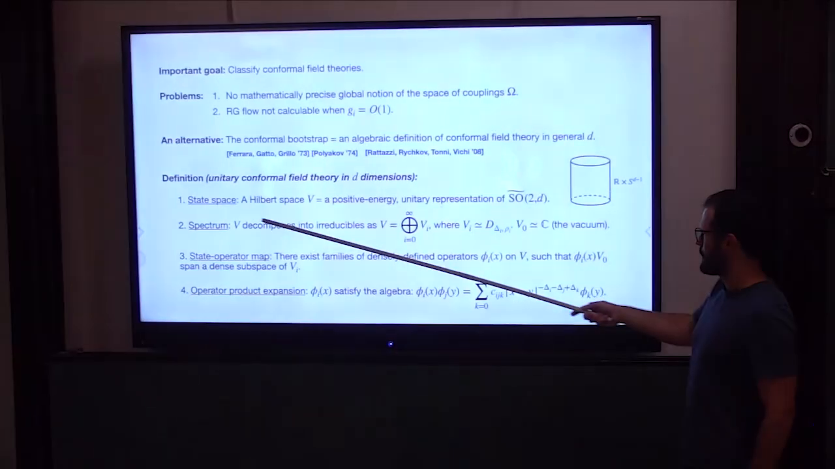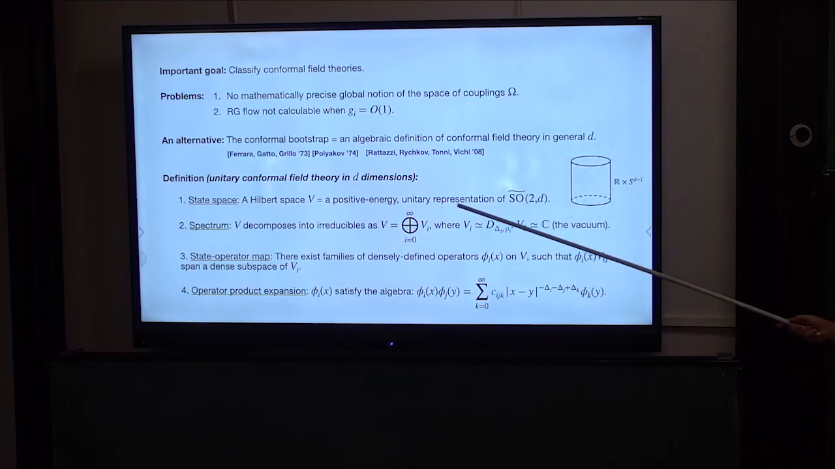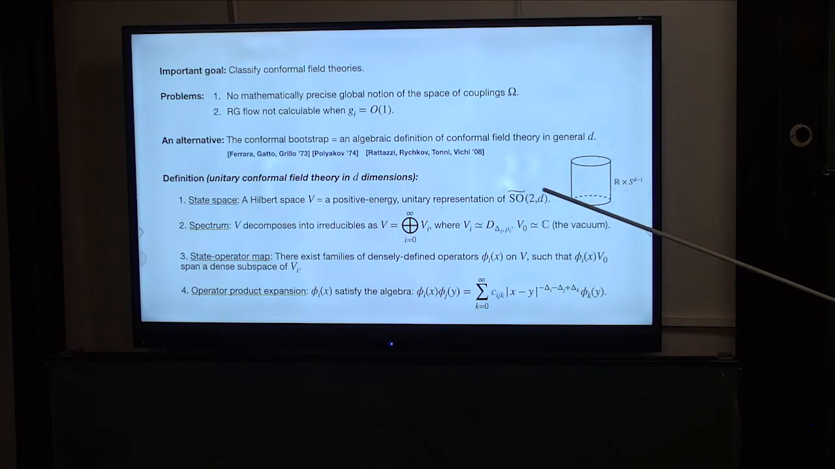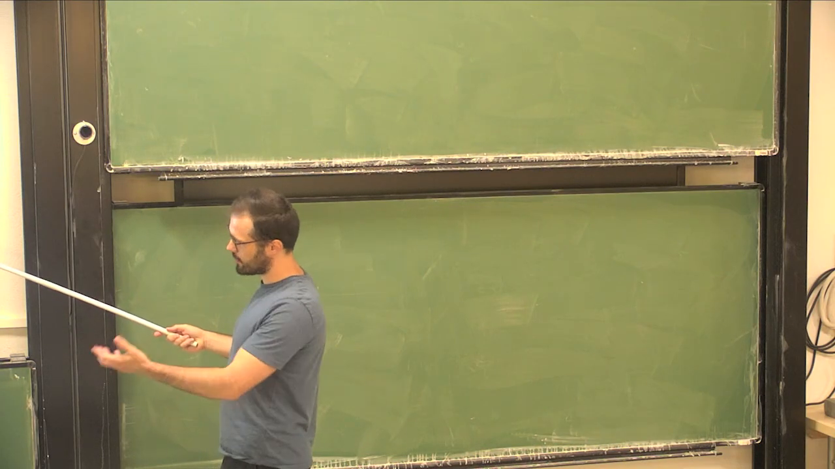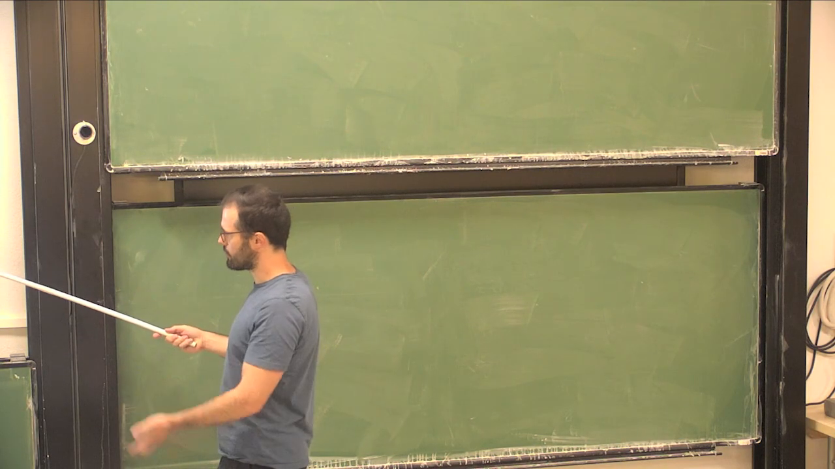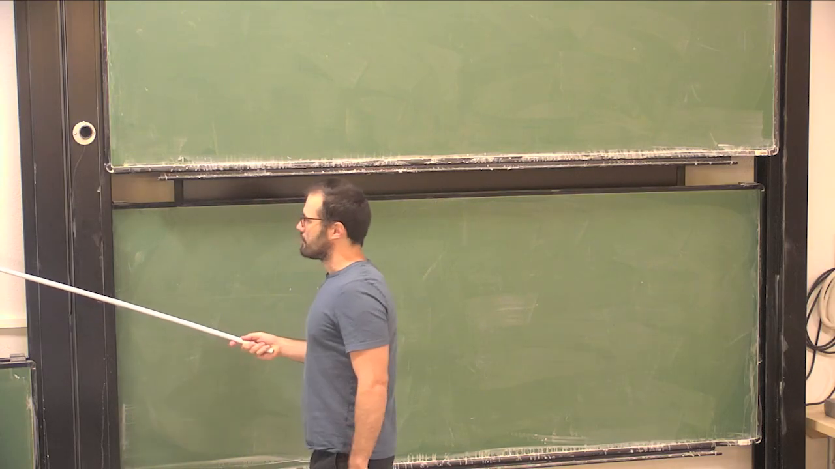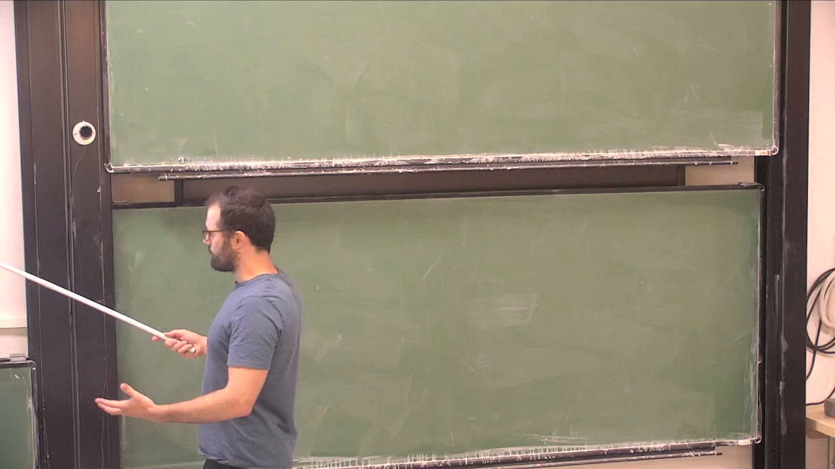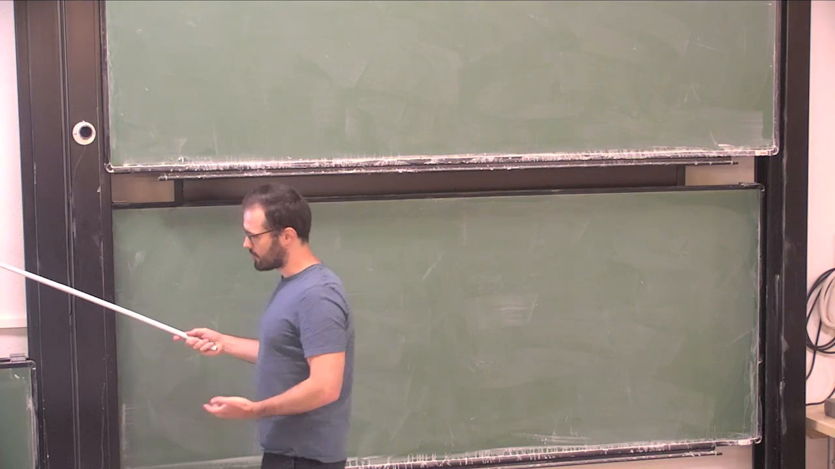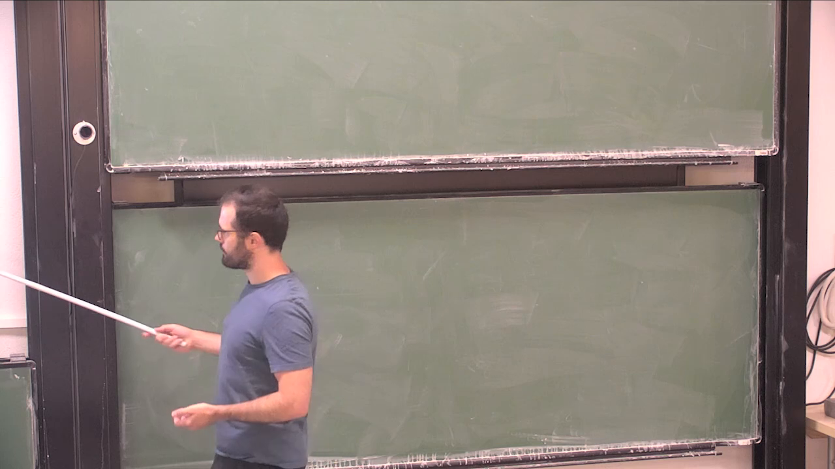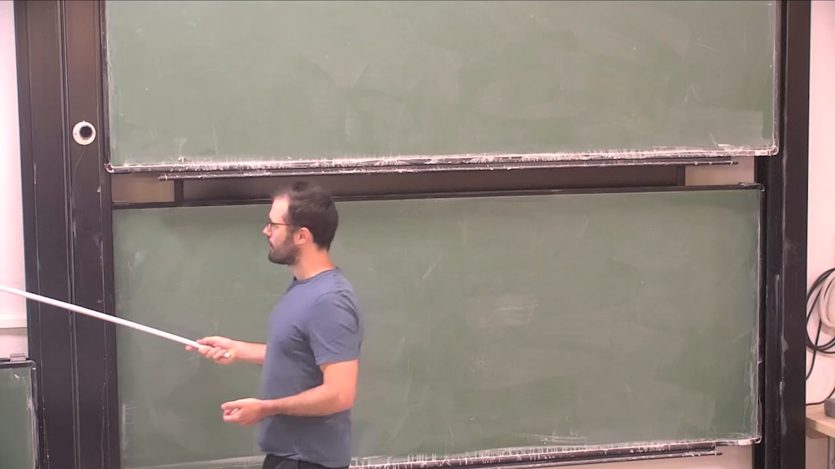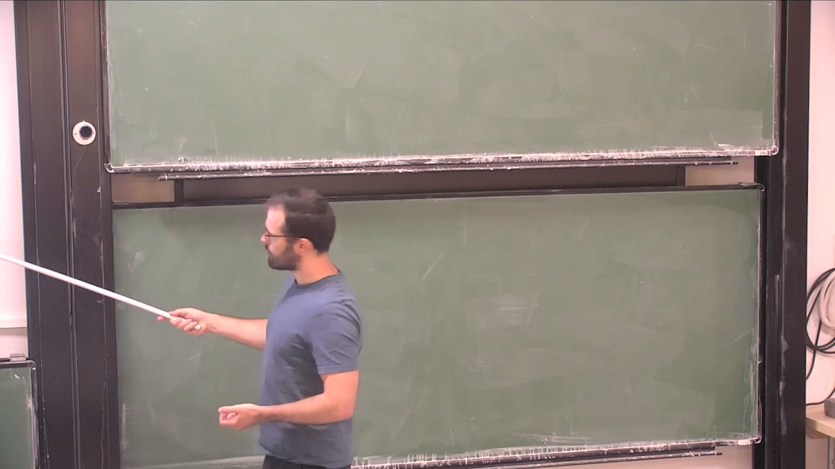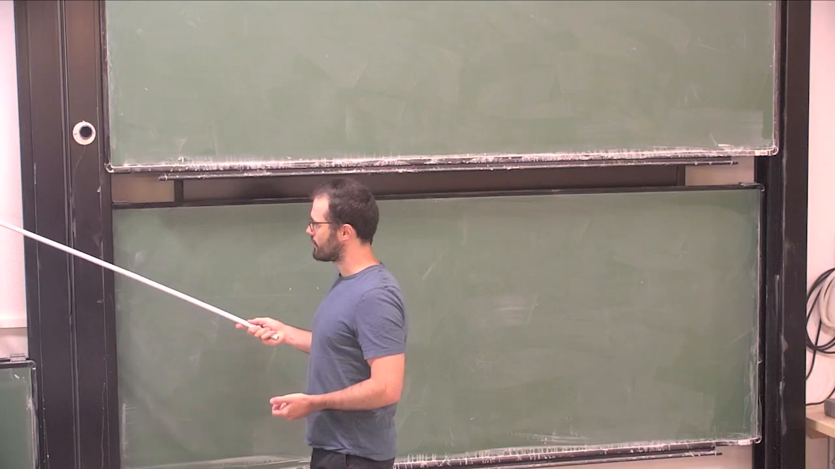So this is some Hilbert space V, which is a positive energy unitary representation of SO(2,D). If you prefer talking about two dimensions, again, this SO(2,2) is really SL(2,R) times SL(2,R), and it enhances to Virasoro times Virasoro. But this story with lowest weight modules of Virasoro generalizes very naturally to higher dimensions. So the Hilbert space is a representation of this group. And the reason why this group plays a role is that this is the group of conformal automorphisms of the cylinder, so R times S^(D-1).